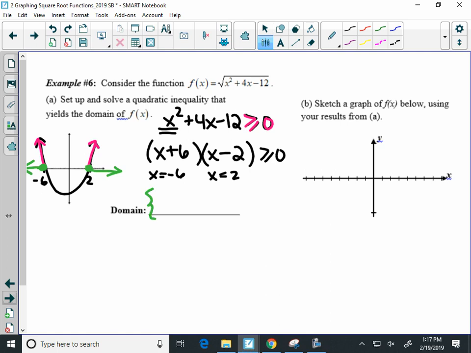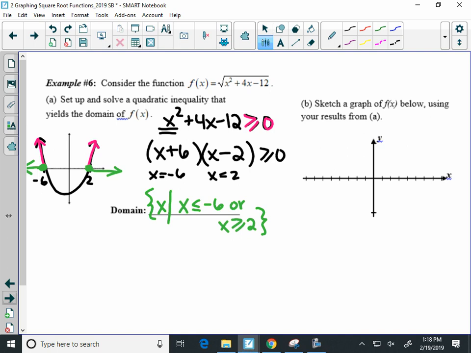I know that my x's for my domain, what inequality goes on this left part right here? X's to the left, less than or equal to -6, or x's greater than or equal to 2. Okay, so that's actually my domain for this square root function. I have all the x's that are smaller than -6 or equal to, or 2 and bigger.